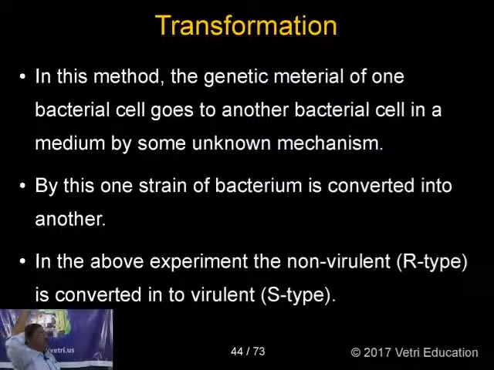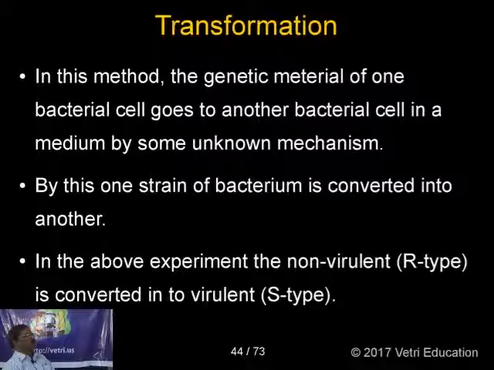Now, in this method, the genetic material of one bacterial cell goes to another bacterial cell in a medium by some unknown mechanism. The mechanism is not known, but the genetic material of one bacterium goes to another bacterium in a medium. By this, one strain of bacterium is converted into another one. For example, the R type is converted into the S type. In this experiment, the non-virulent R type is converted into the S type of bacteria.